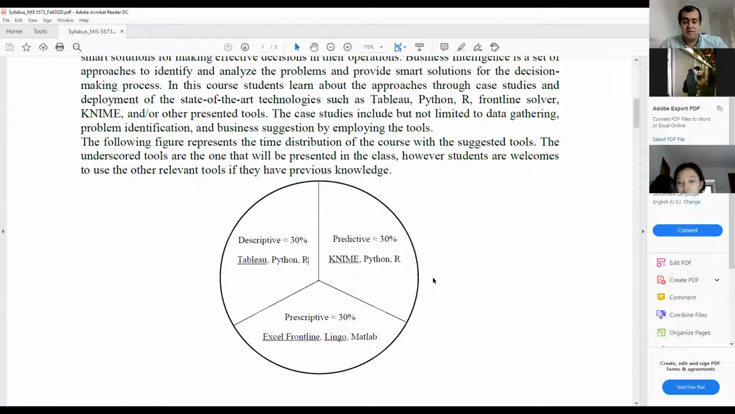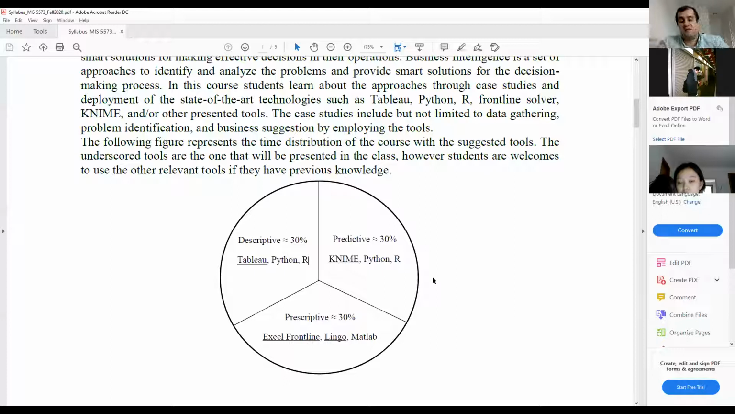And the last one is prescriptive. It might be much newer for you. I teach you Lingo and Excel Frontline, but there are other tools that you can learn. In the prescriptive, basically, we want to find the most efficient way to do something. For example, let's say you have a business and you want to do manufacturing and produce some certain tools, how you can minimize your cost.